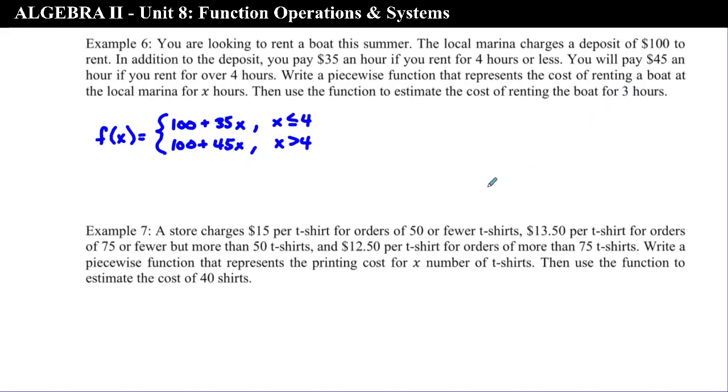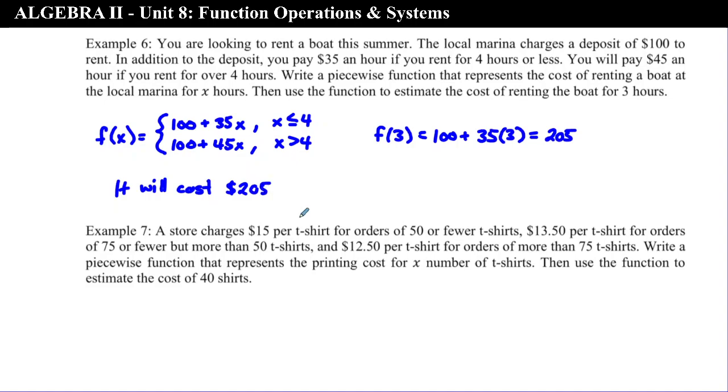So now we want to see what the cost is for renting it for 3 hours. We're going to use the top equation. F of 3 equals 100 plus 35 times 3, and that works out to 205. So it will cost $205 to rent the boat for 3 hours.